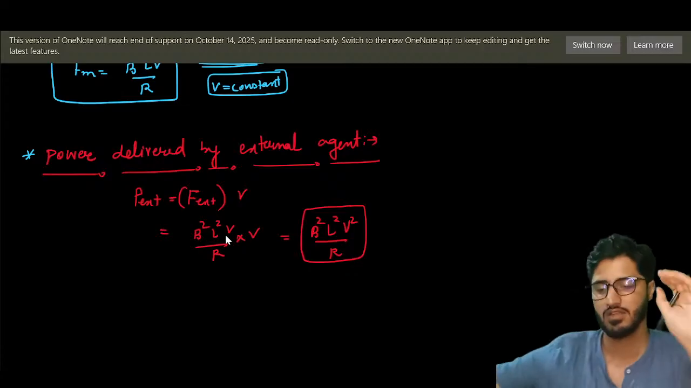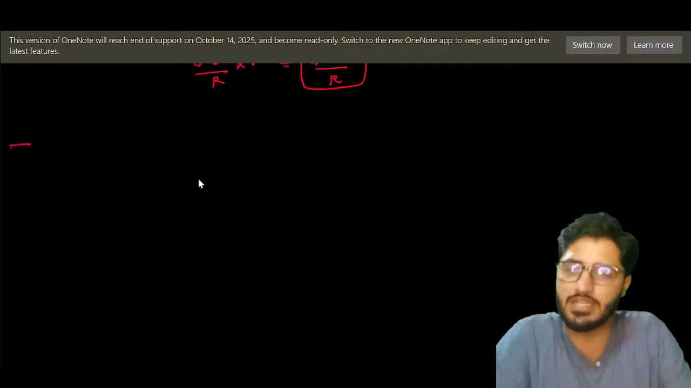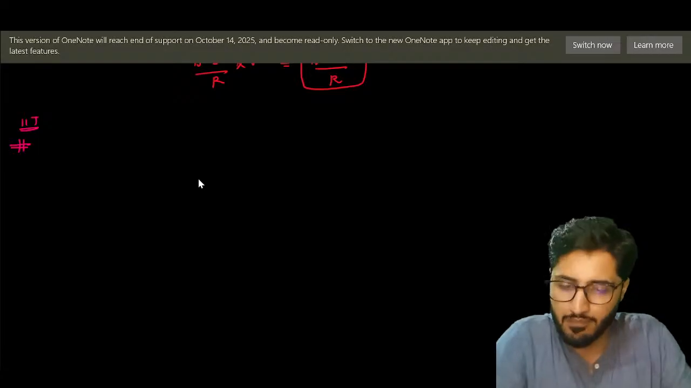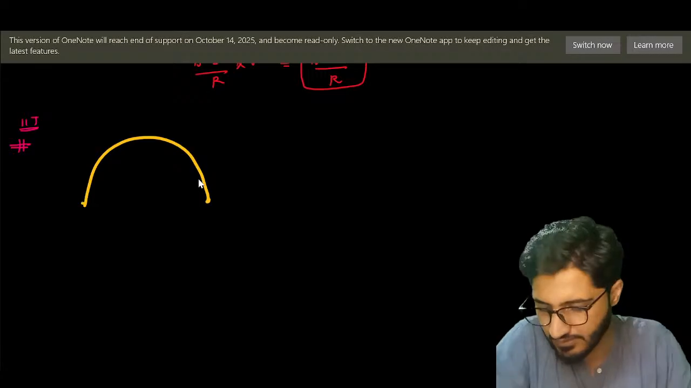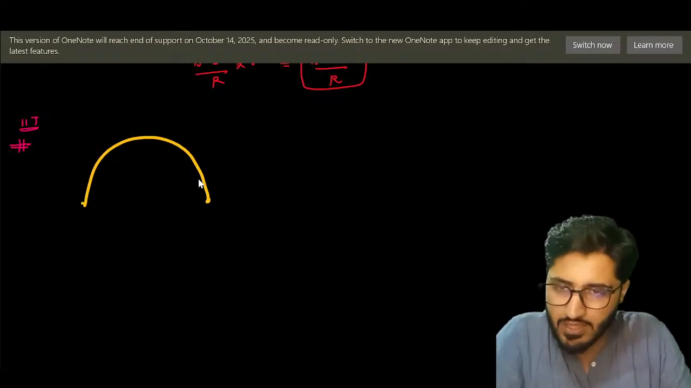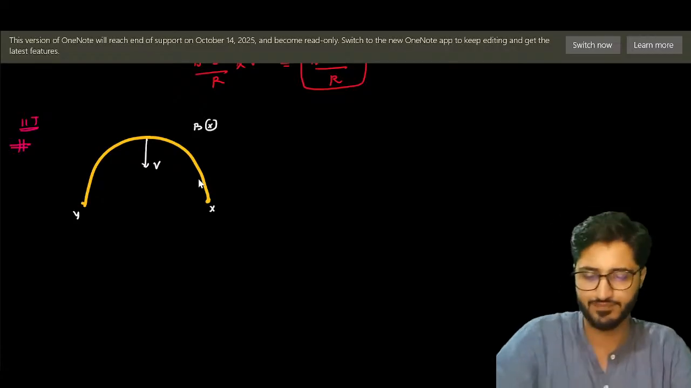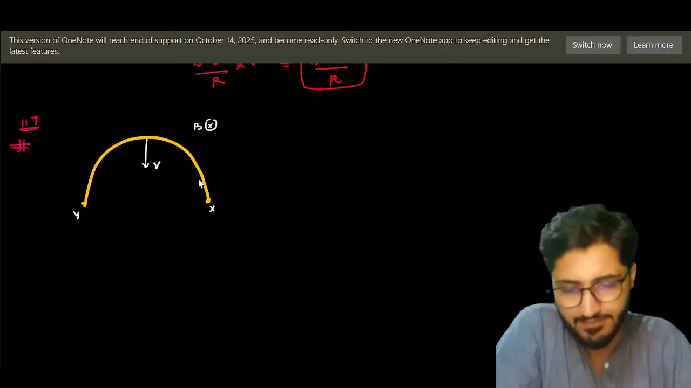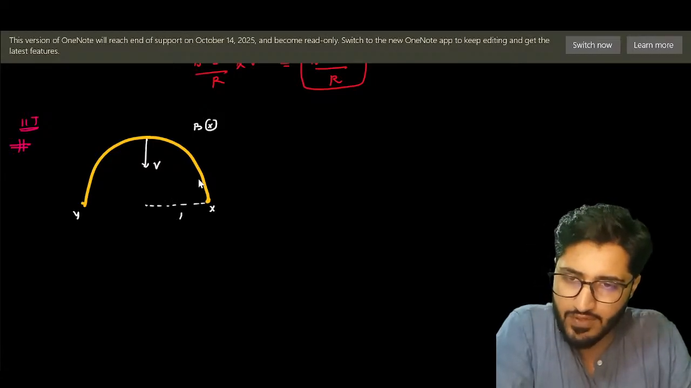Okay. Look, let us do one numerical that was asked some years back in IIT. We have a semicircular ring like this, and this side is X, this side is Y. The magnetic field B is inside, and the ring is going in this way with velocity V. The radius is given as R.